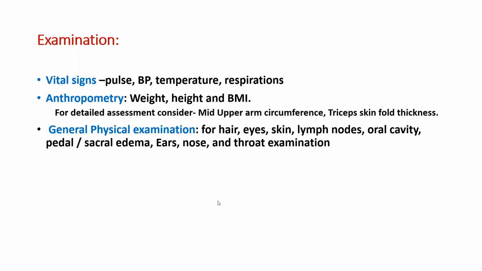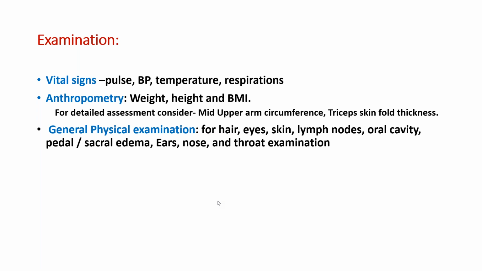But if you're doing a more detailed assessment, as part of research or whatever, you can do a mid upper arm circumference, a tricep skin fold thickness. They will provide additional information regarding the muscle and the fat content in the patient. So it is important, if you're in research mode, you need to do this.